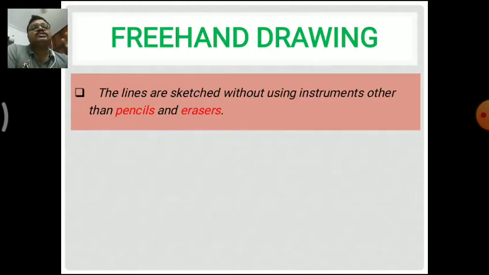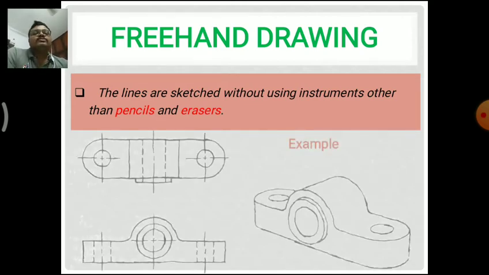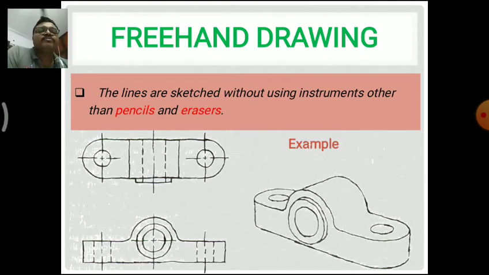First is freehand drawing. In freehand drawing, the lines are sketched without instruments, using pencils and erasers. We use only a pencil and the human hand as instruments. No other instruments are used in freehand drawing. An example of freehand drawing is seen below.